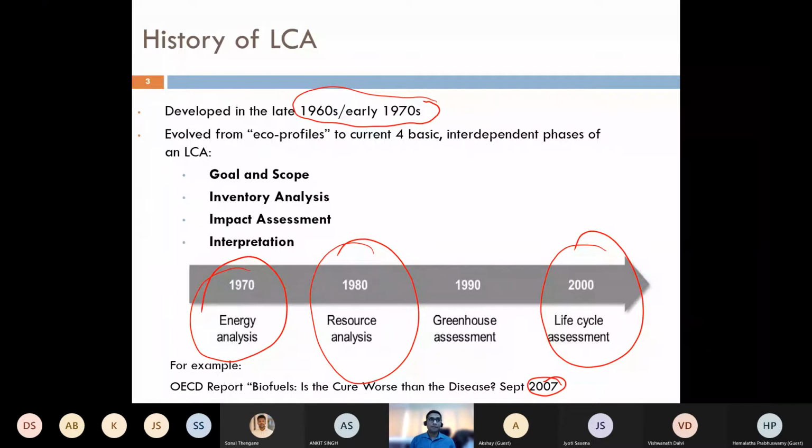And lo and behold, they found that these processes involved a lot of water use. And this water use could sometimes be 100 times the water that would be required for a normal energy production process.